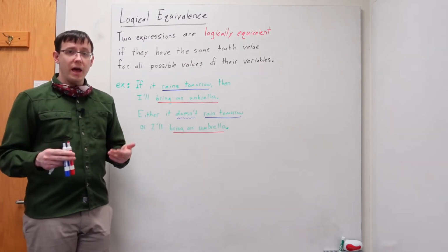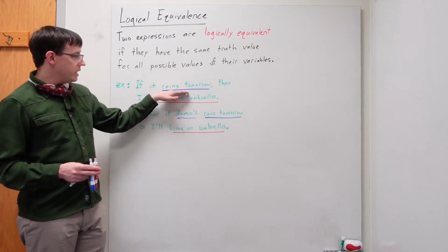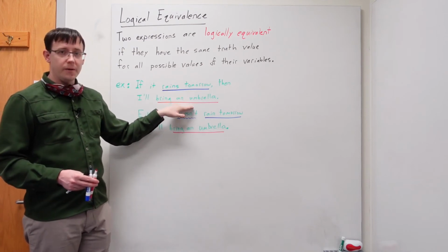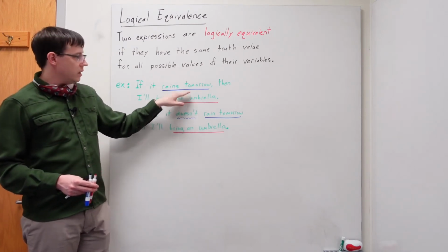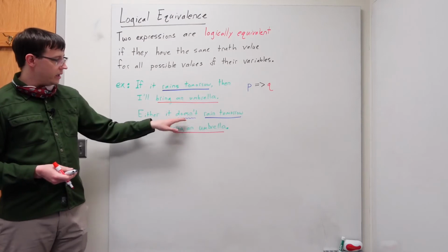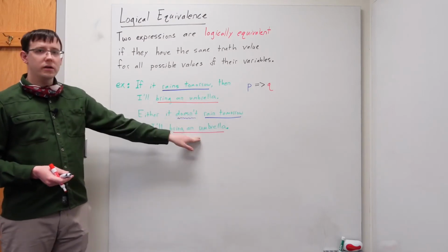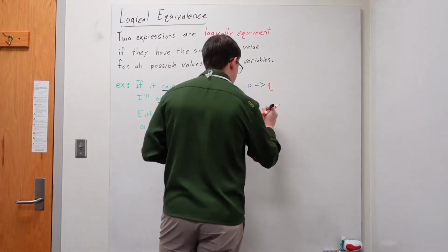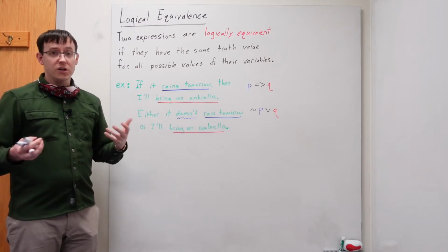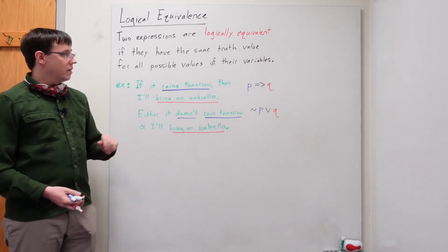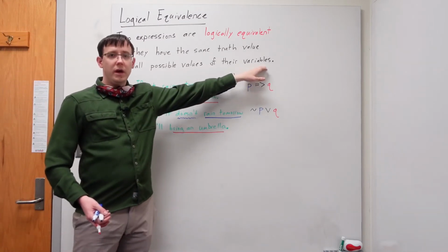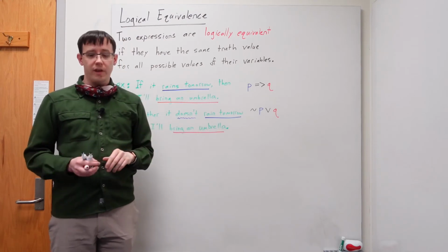So if we write these as Boolean expressions, where P is "it rains tomorrow" and Q is "I'll bring an umbrella," the first one would be P implies Q, and the second one would be not P or Q. And so to see if these 2 statements are logically equivalent, we can compare their truth values for all possible values of their variables, and we do that by writing down a truth table.